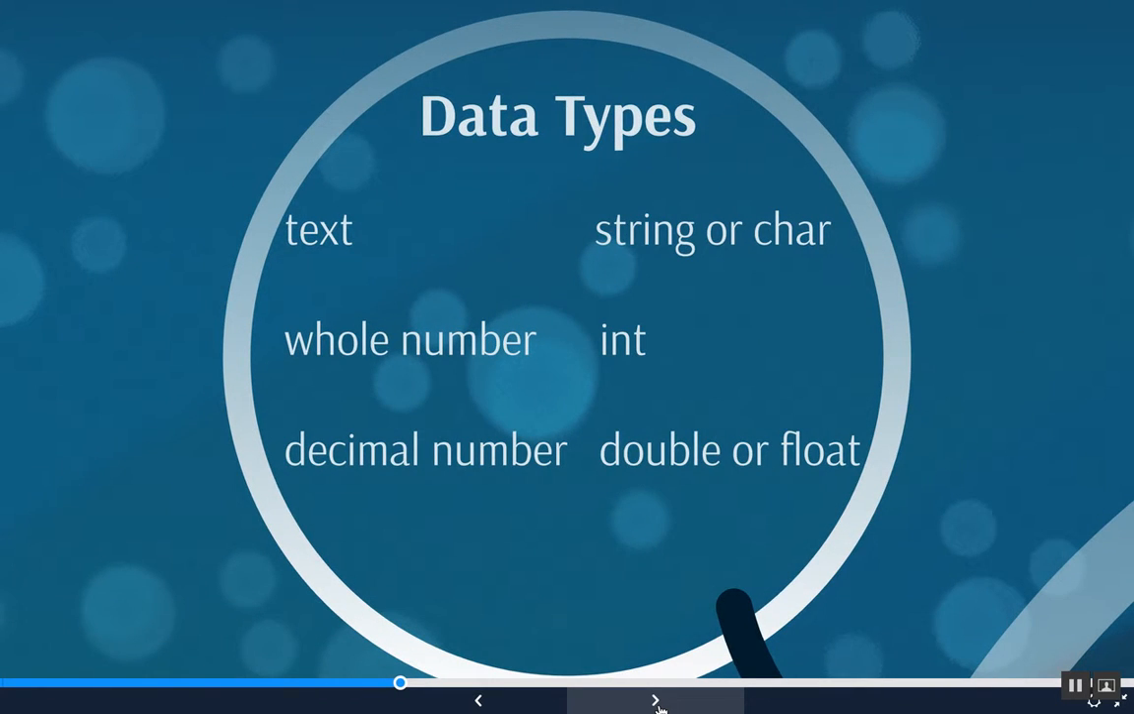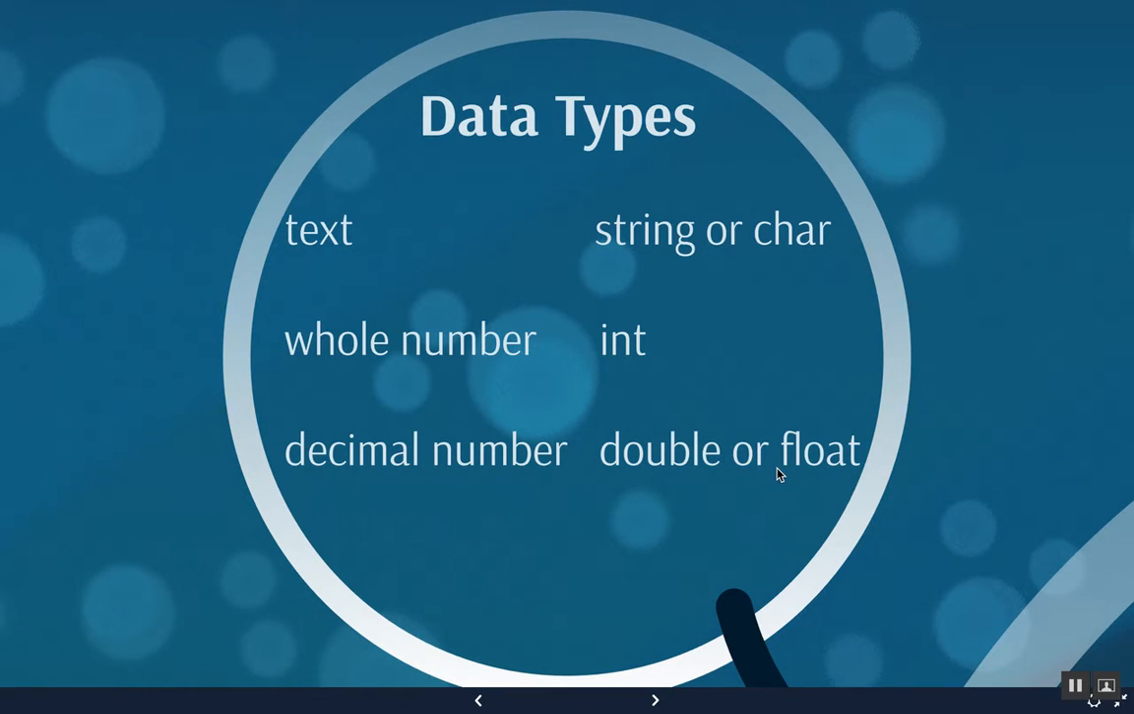Some programming languages also need you to let them know what type of data will be stored in the variable. For example, will it be a number or will it be text, letters or characters that are stored in it? If the programming language cares what type of data is stored in the variable, it's called a strongly typed language.